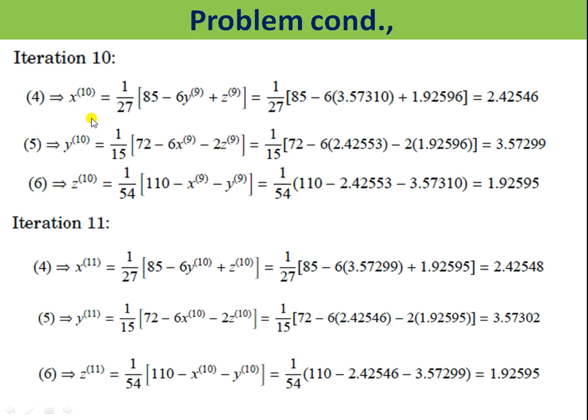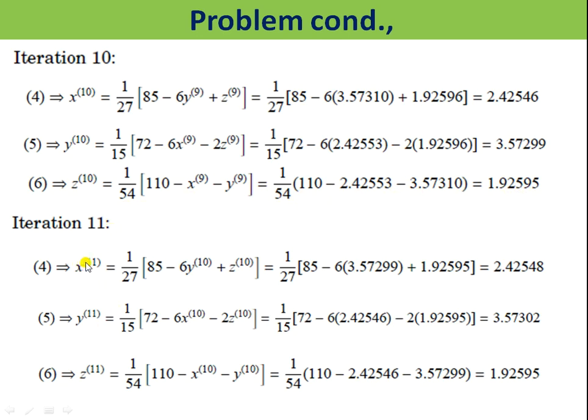So for the 10th iteration, for getting x power 10, I have to replace y power 9 and z power 9 in equation number 4. It gives 2.42546. For getting y power 10, replace x power 9 and z power 9 in equation number 5, which gives 3.57299. For finding z power 10, we should replace x power 9 and y power 9 values in equation number 6, which gives 1.92595. Again, these values are not equal. Therefore, I am supposed to go for the 11th iteration.